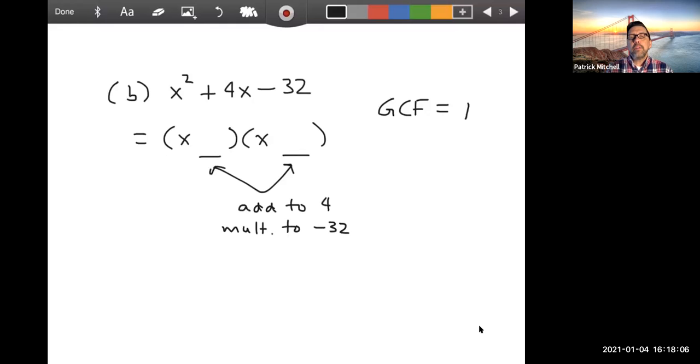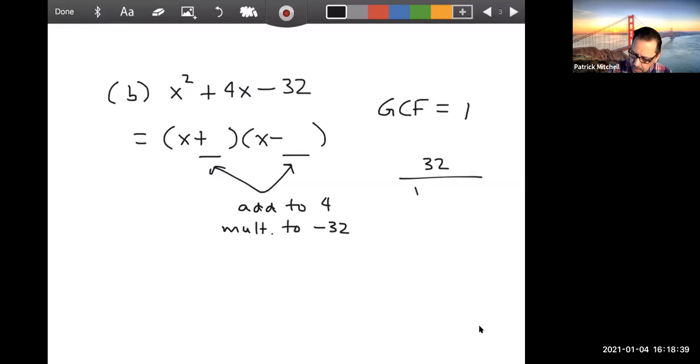Okay. Now think about this. If two numbers are going to multiply to negative whatever, what do those two numbers have to be? One has to be positive, one has to be negative, right? So why don't we go ahead and just put a plus and a minus here. And it doesn't matter if you put the minus first or second. And now let's think about factors of 32. 32 actually has quite a few factors.